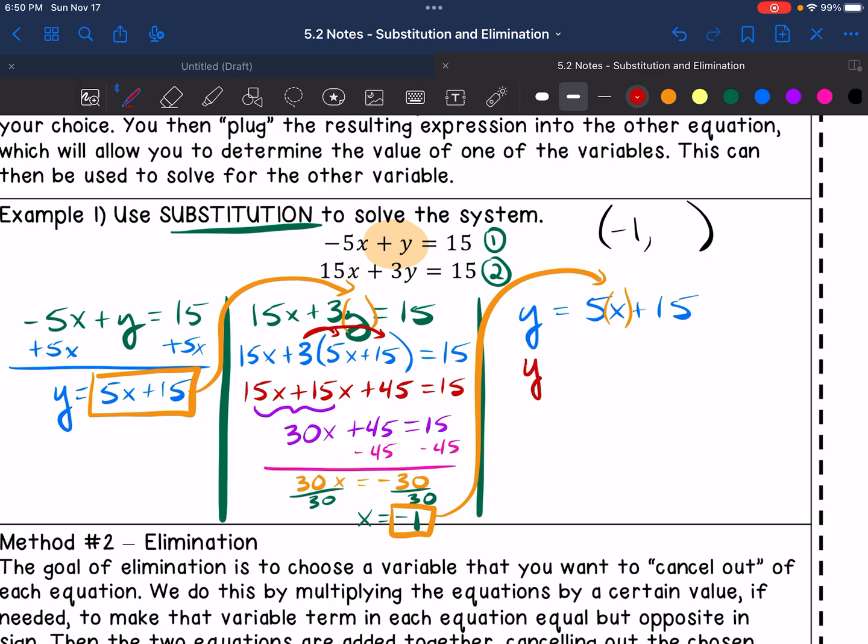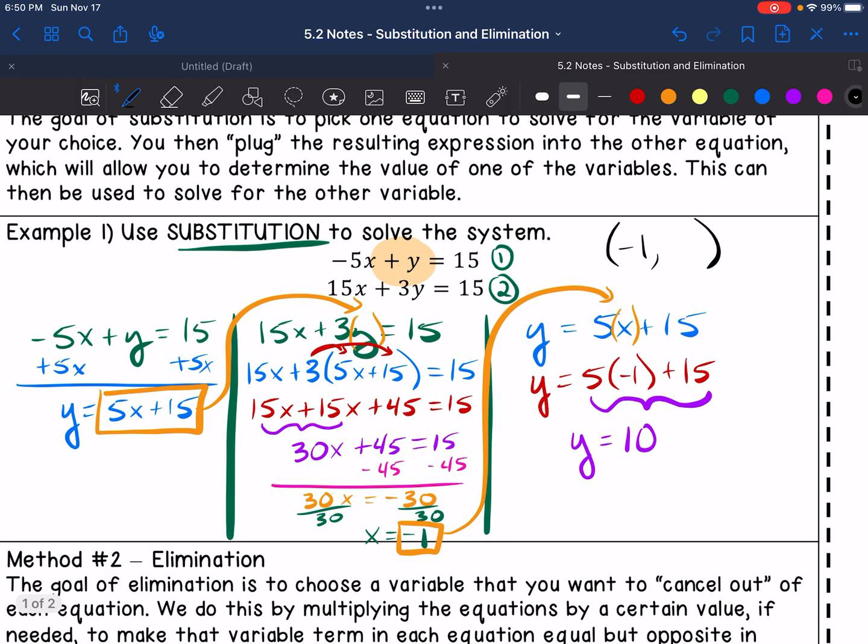So this will give me y equals 5, parentheses, -1 plus 15. All right, and then I just need to figure out what this equals. I can type that in the calculator since there's no variables on that side. This is -5 plus 15, which is 10. So that gives me y equals 10. And so my second part of my solution, my y value, is 10.